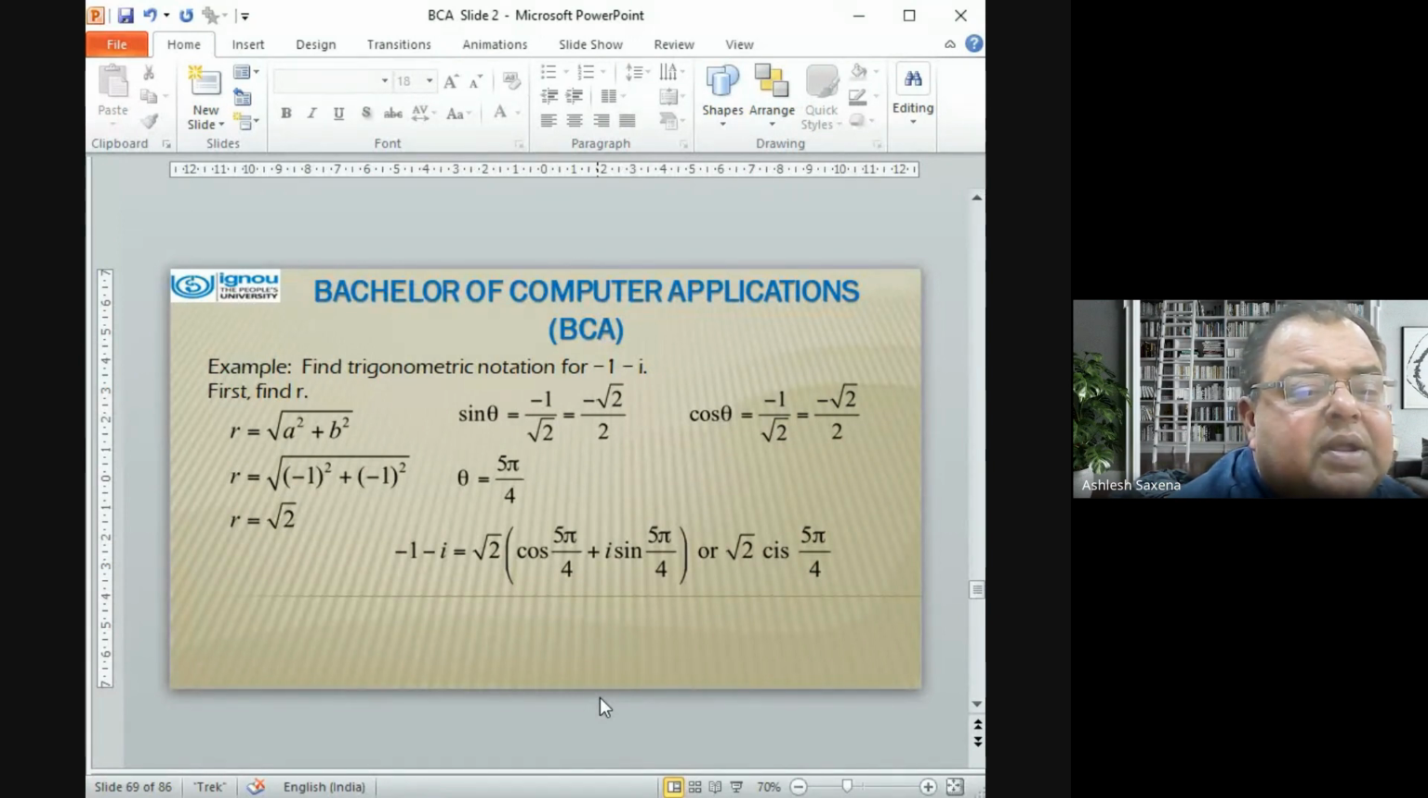The problem is to evaluate -1 minus iota. That means your a is -1 and b is -1. So your r will be under root a square plus b square. Your a is -1 and b is -1. This will become under root 2. Sin theta is equal to b upon r. This will be -1 upon under root 2, and we don't keep the root in the denominator, so we will be rationalizing it. Once we rationalize it, we get root 2 by root 2, so it will become minus root 2 by 2. And in cos theta again you have minus, so it will become -1 by root 2, which again becomes minus root 2 by 2.